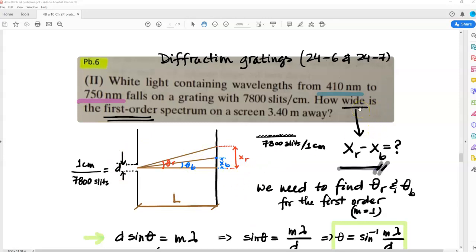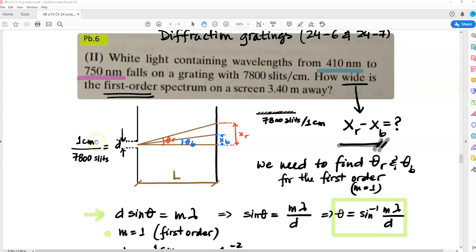Essentially when they tell you how wide it is, that means, what is the distance difference between the central maxima to the red light minus the central maxima to the blue light? So XR minus XB. We don't know much about this problem, do we? So they tell you that the screen is 3.4 meters away, so that's that L. You know that distance D, and that's probably the key here. That distance D tells you that in 1 centimeter you have 7,800 slits, meaning you can calculate D by converting your centimeters, 10 to the minus 2 divided by 7,800. There you go, you're going to have D.